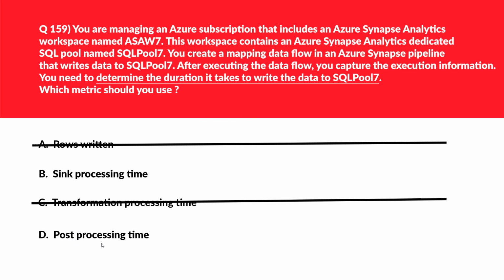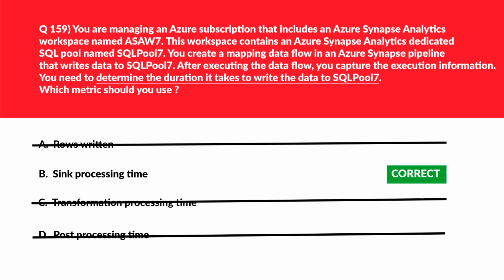D says post processing time. Post processing time measures the time taken for, as the name suggests, post processing activities, not the time to write data to the destination, what we need as per the question. So again, wrong answer. We'll lock option B, sync processing time, as the correct answer.